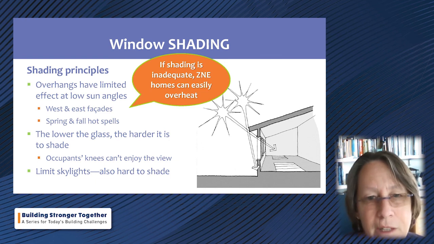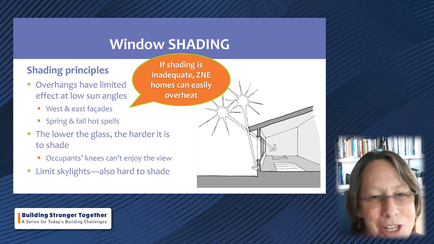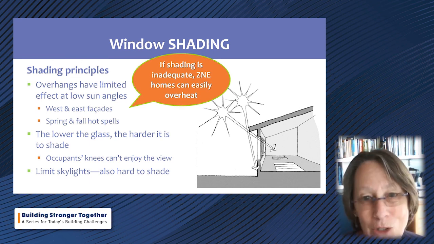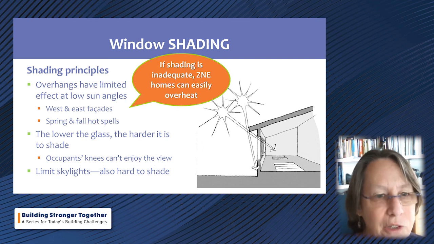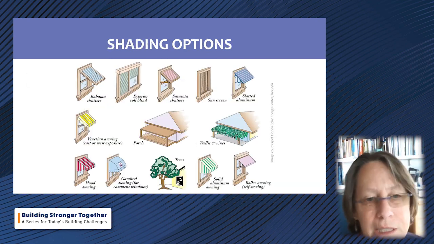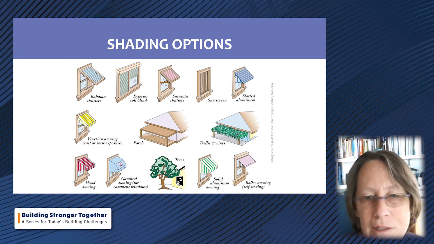Okay, and similarly, skylights. A lot of people love skylights. I say, really, you want to poke holes in your roof? Not just a moisture liability, but also can be a huge thermal liability. So I like skylights where you really don't have another good option. And here's a really nice graphic from the Florida Solar Energy Center showing a lot of different shading strategies.